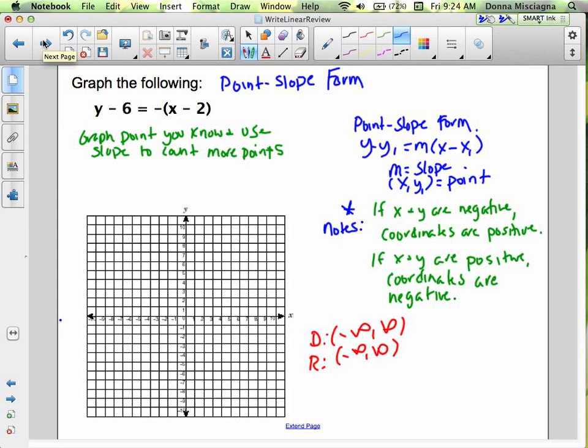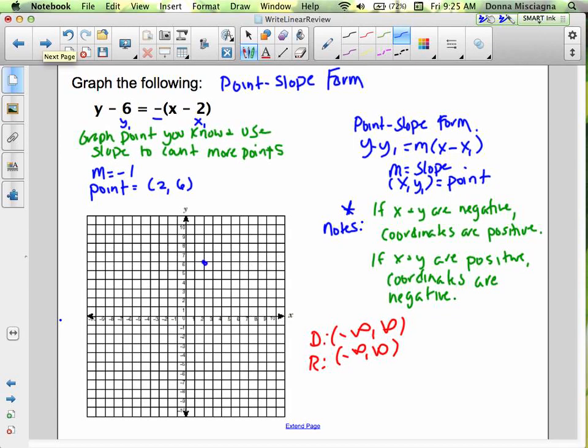Our slope is right here, right in front of the parentheses. So our slope is negative 1. Our point is going to be 2, 6. This is x, right? And this is y. The negatives stay with the equation. So the point is 2, 6. Right, so I'll graph the point 2, 6. So 1, 2, 3, 4, 5, 6 right there.